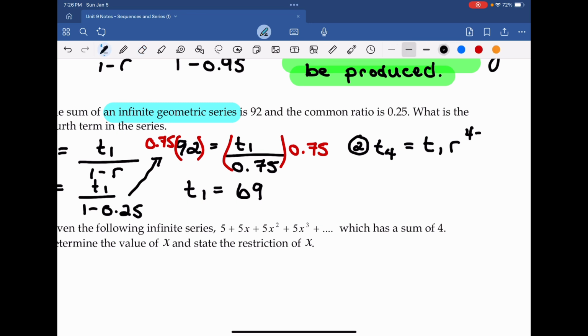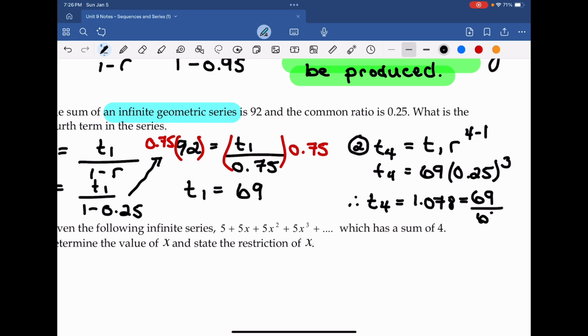Our n is 4, so I'm just going to throw that in here. That means that T4 is equal to T1, which is 69, times the common ratio, which is 0.25, all raised to the power of 4 minus 1, which is 3. You plug this into your calculator and you figure out that the fourth term in the infinite geometric series is going to be 1.078, or as a fraction, 69 over 64.